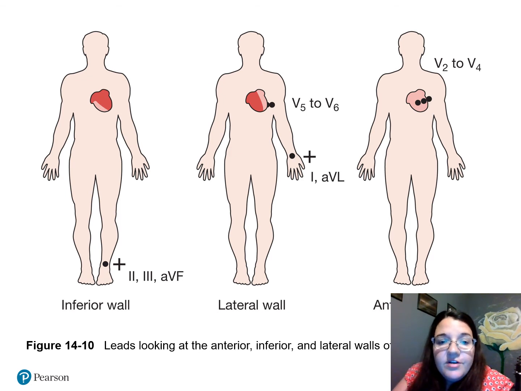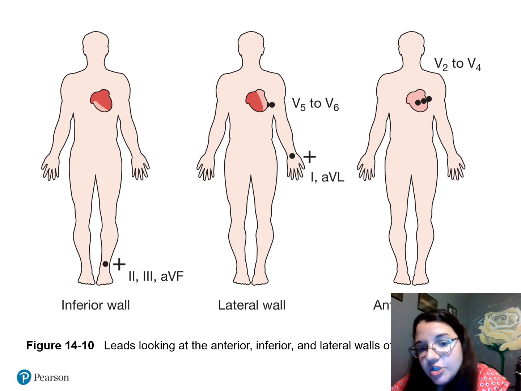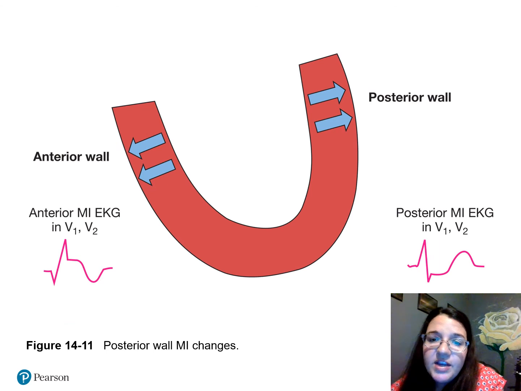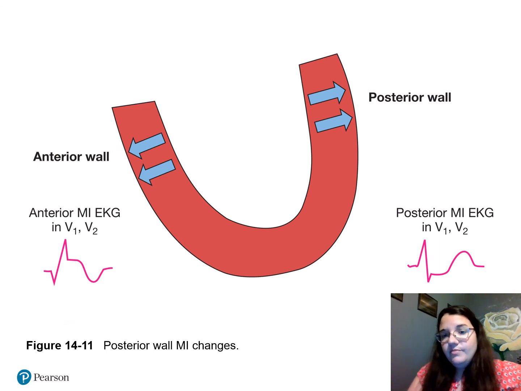So your inferior wall, you need to know these as well, sink them to memory. What leads am I going to look at the inferior wall? Leads 2, 3, and AVF. What leads to look at my lateral wall? V5 and 6, and 1 and AVL. What leads for anterior? I just skipped over it. It doesn't let me go back.